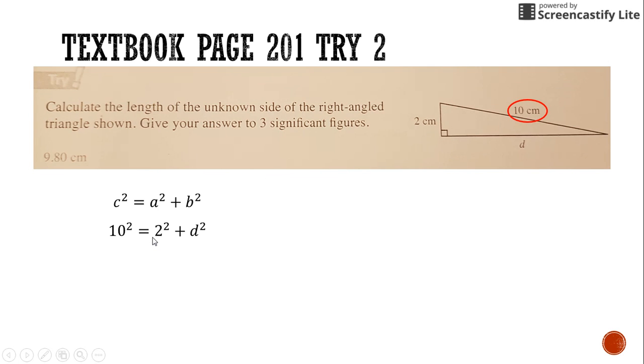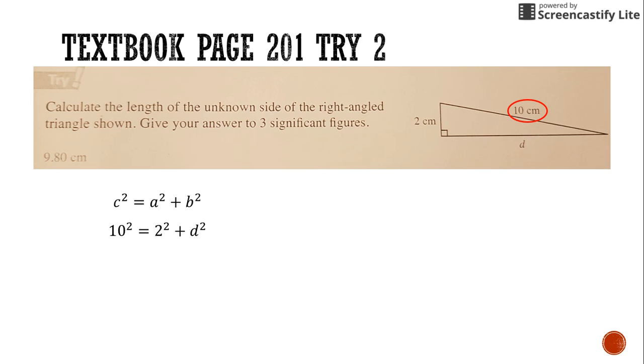So it's 10 squared. And we can let either one of the other sides be A or B. So in this case, I'm letting A be 2 cm, which is how I get 2 squared. And I'm letting this side, which is D, be the B. So I'm now basically just changing the B to what the question is saying, which is D. All right, so I get 10 squared is equal to 2 squared plus D squared.